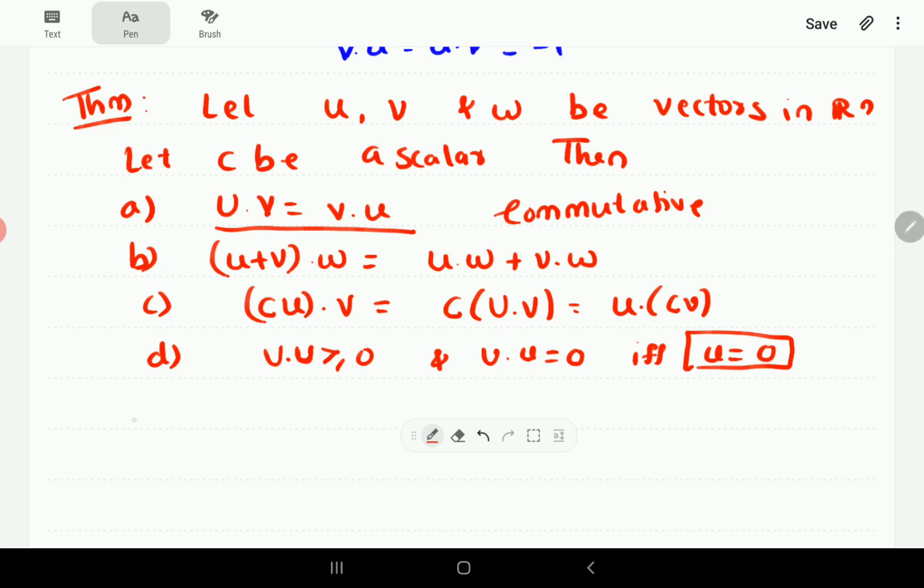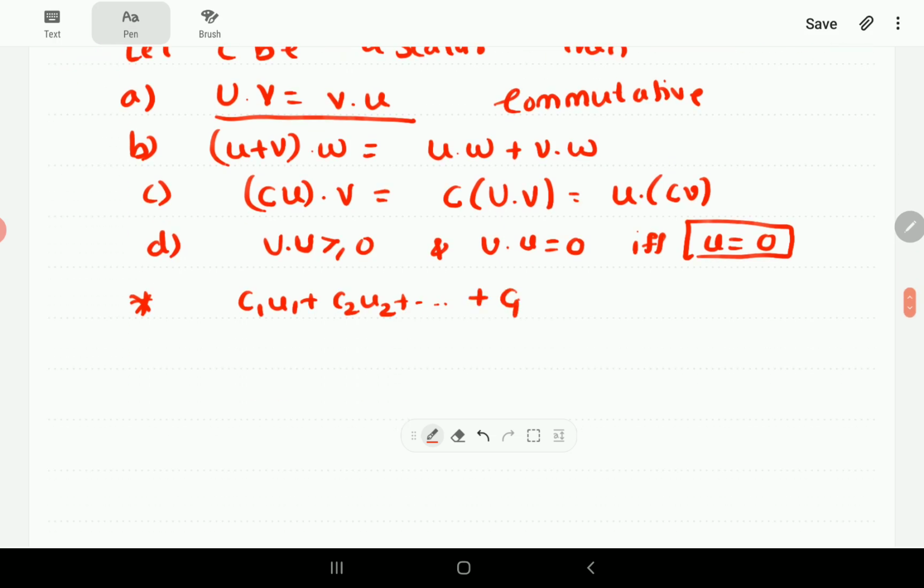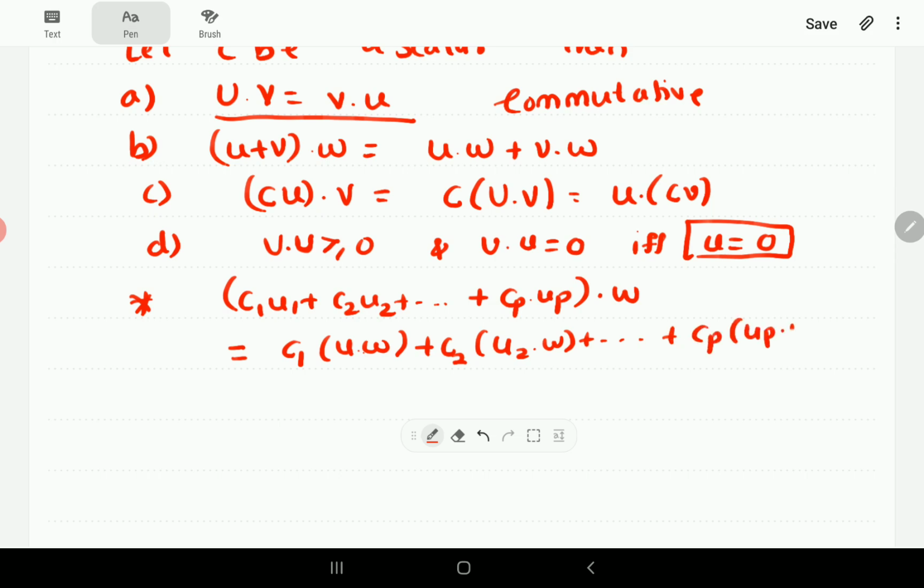Also, suppose I take the linear combination, that is c1 u1 plus c2 u2 and so on up to cp up, and I take the inner product with w. This we can write as c1 times u1 dot w plus c2 times u2 dot w and so on, plus cp times up dot w. So these are certain properties which the inner product holds.